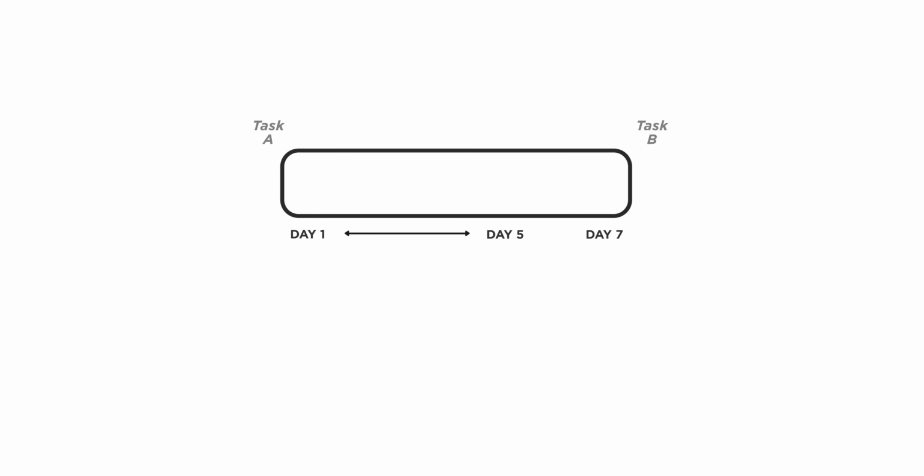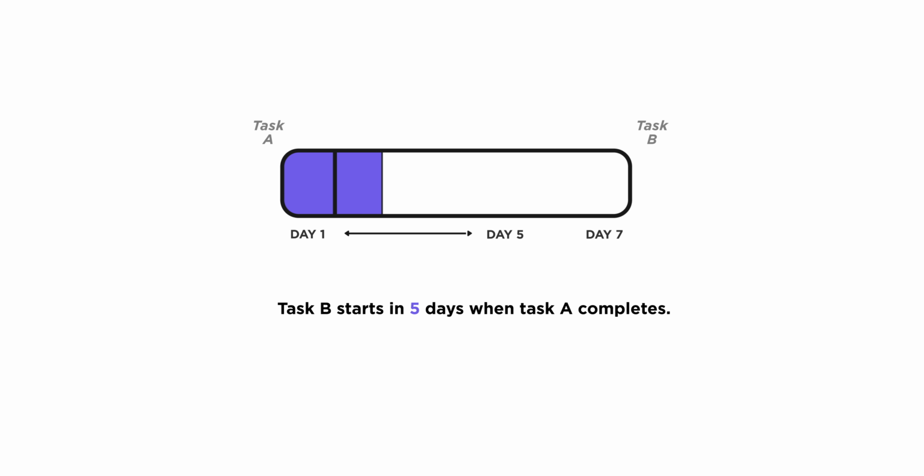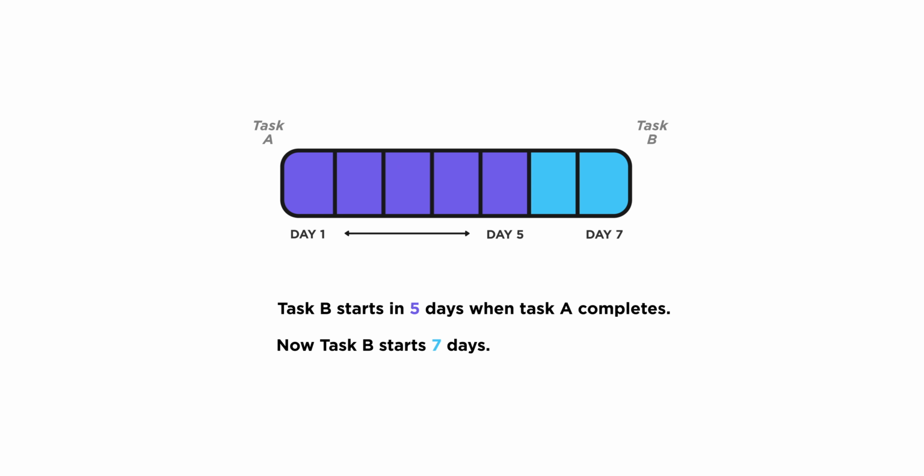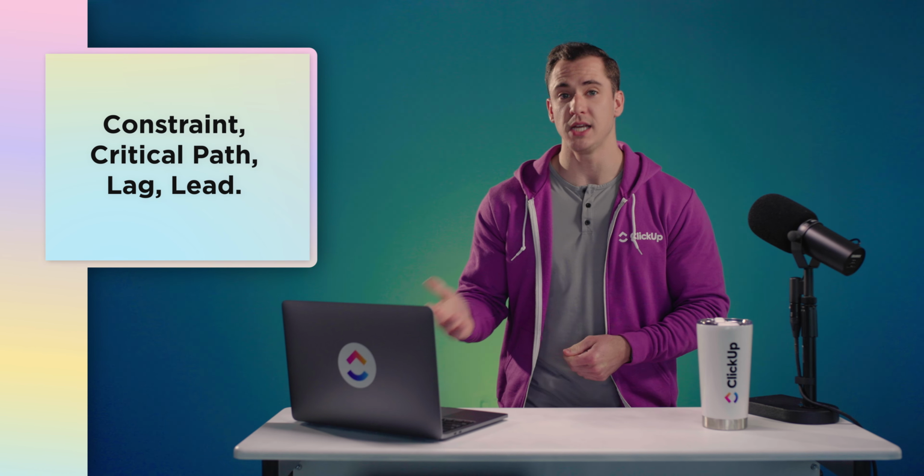Lag is the duration by which you delay a succeeding task with respect to the preceding task. For example, task B is supposed to start in 5 days when task A completes. However, task A got delayed, so task B began in 7 days. As a result, task B is considered to have a lag of 2 days. Math.